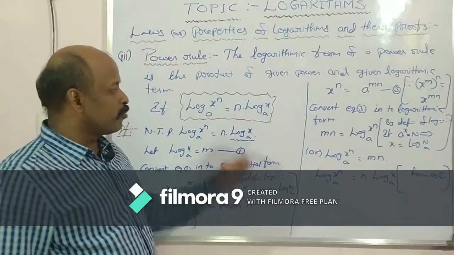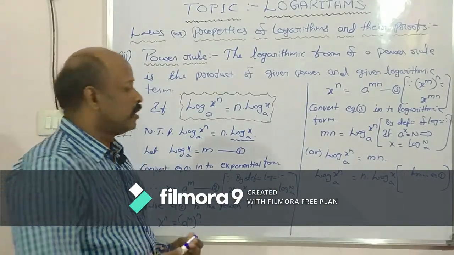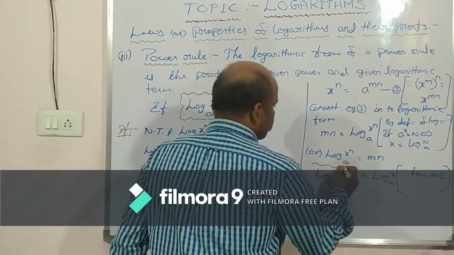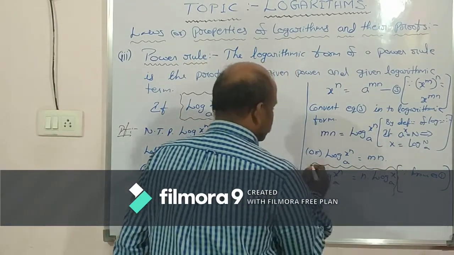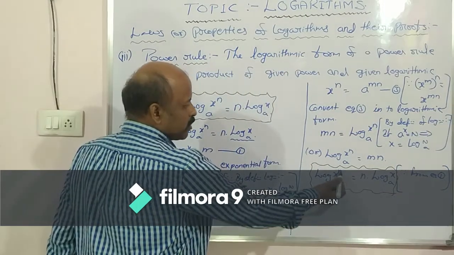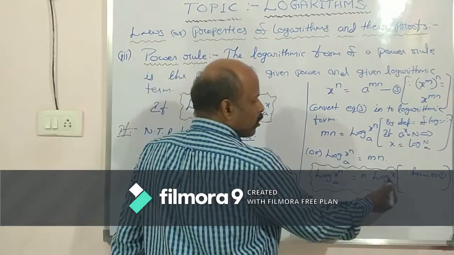So what we have to prove, that we proved over here. This rule we are going to call as the power rule under logarithms. Okay children, so log x power n base a is equal to n into log x base a.